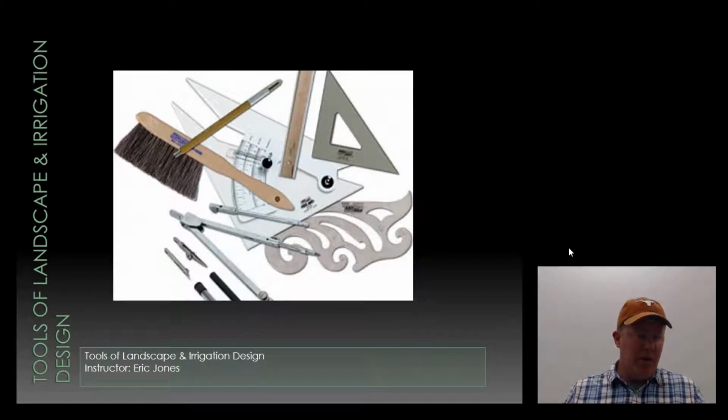CAD is the way to go, but guys, every now and then I like to just sit down at a drafting table and jot down some ideas, do a quick landscape design or a quick as-built irrigation plan. There are times I just get tired of sitting in front of a computer, and I like to put on my creative thinking hat, and sit down and draw by hand.